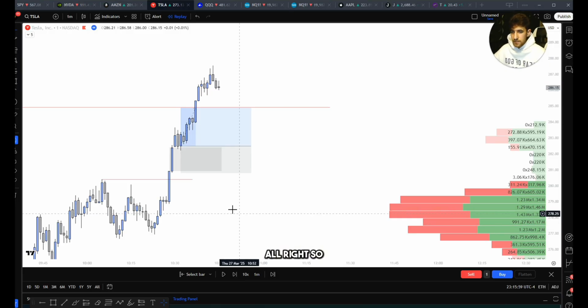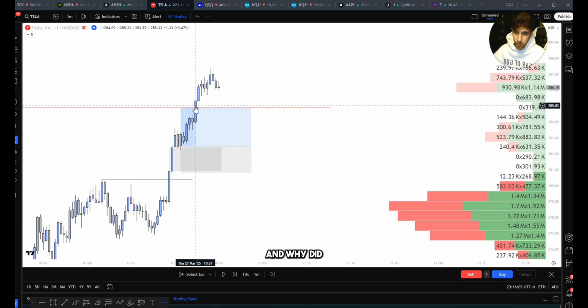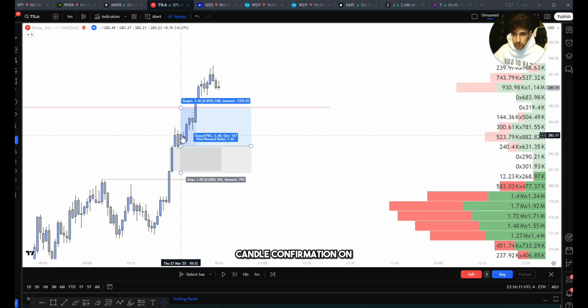All right. So again, we get a very nice continuation right up to those highs. And why did this setup work? It's because we understand the price action compared to a setup that would not have great follow through. All right. So that's all I want to see. I just need to see one candle confirmation on my fair value gaps, and that's when I take my trade. That's the big key right there.